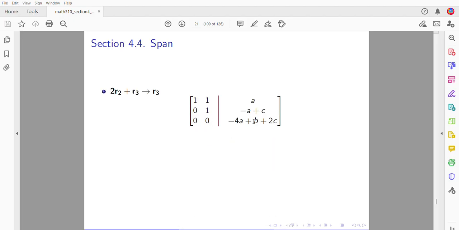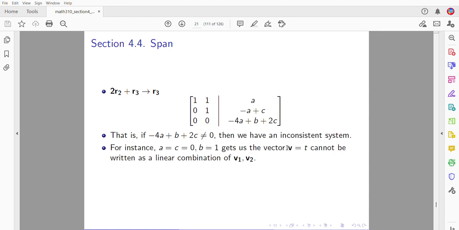Notice that's a problem. The last entry need not be 0. That is, you can find a, b, c so that the last entry is not 0. That gets you an inconsistent system. For example, suppose a and c were 0 and b is 1. Then the vector v equals t cannot be written as a linear combination.